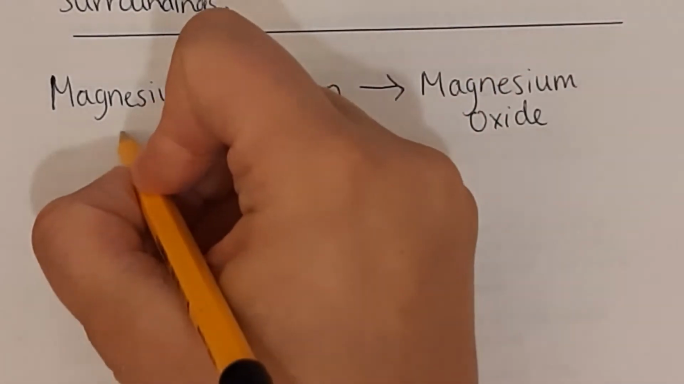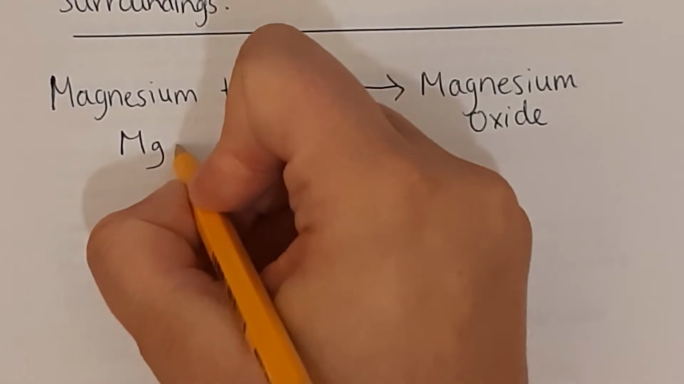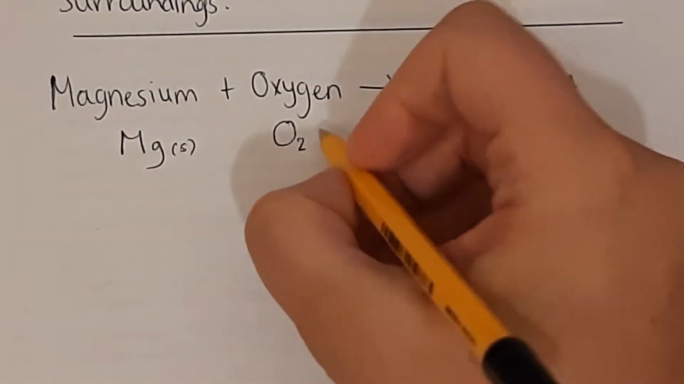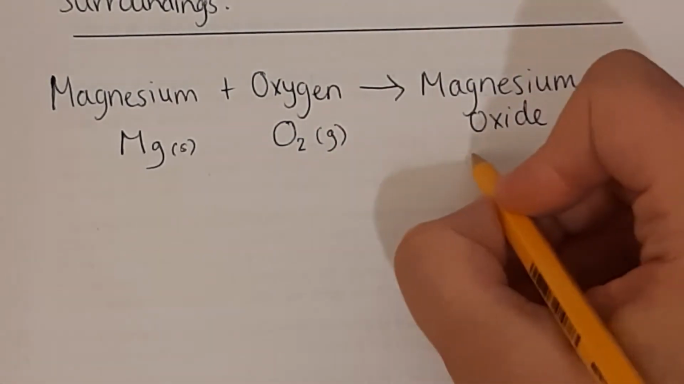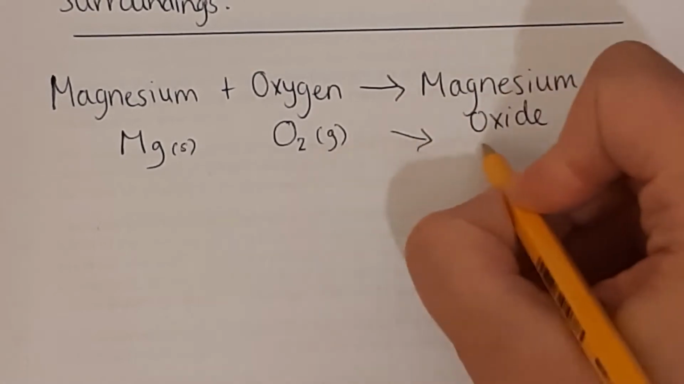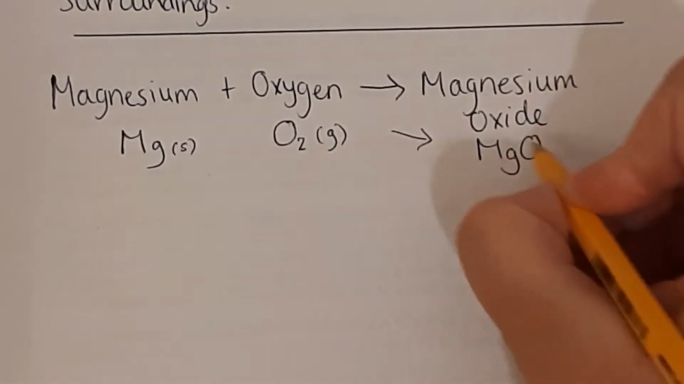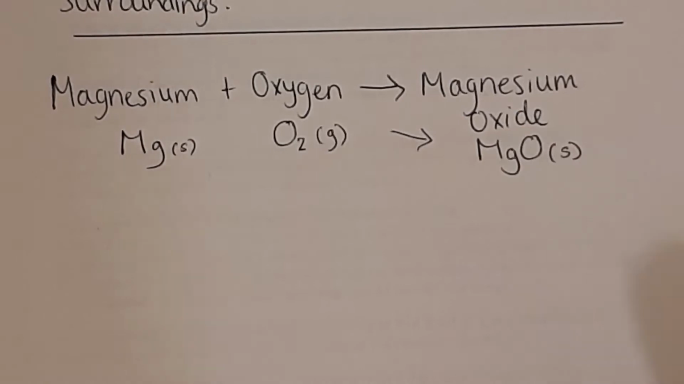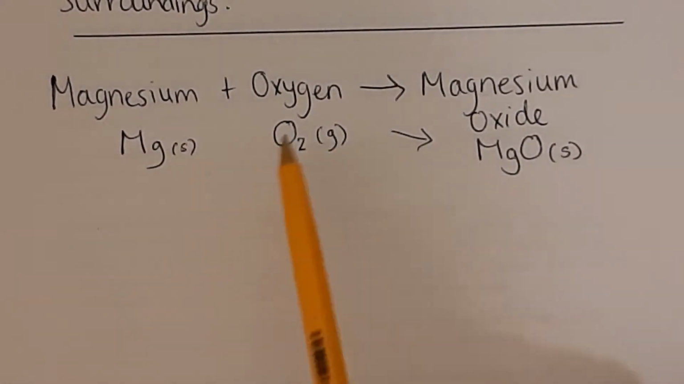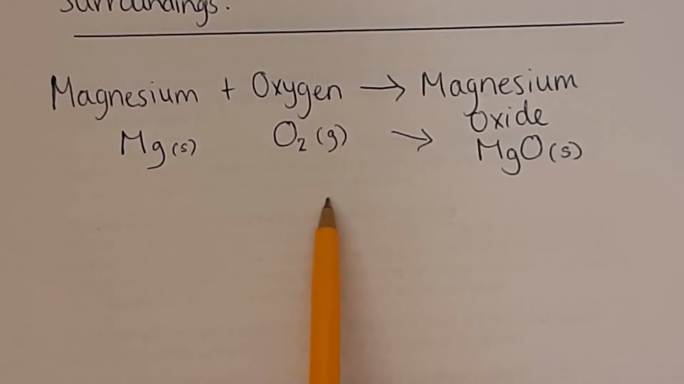Okay, so let's put our symbols for this. Magnesium, which is a solid, oxygen, which is O2, which is a gas, turns into magnesium oxide, which I really should have done in a straight line, which is MgO, which is a solid. Now, similar problem this time. The oxygen is a gas. It comes from the surroundings, okay? So it's not taken into account in our original weighing.